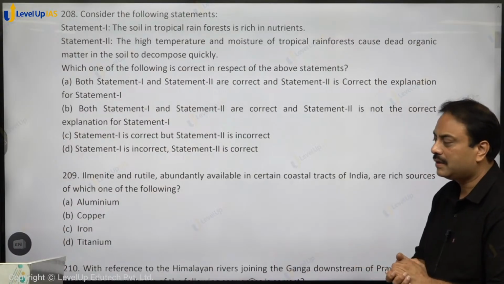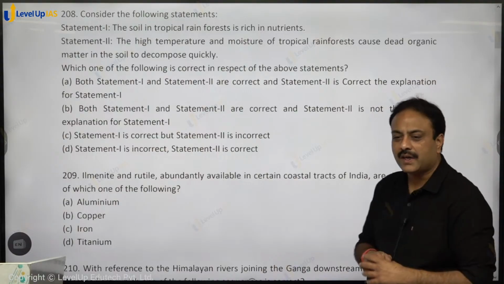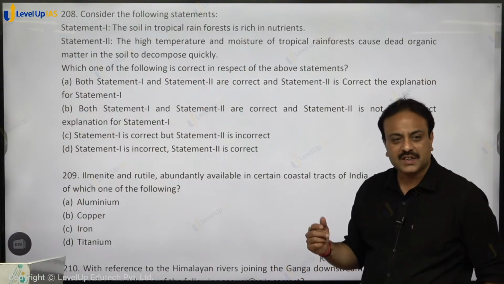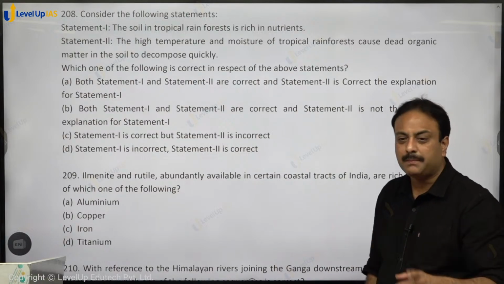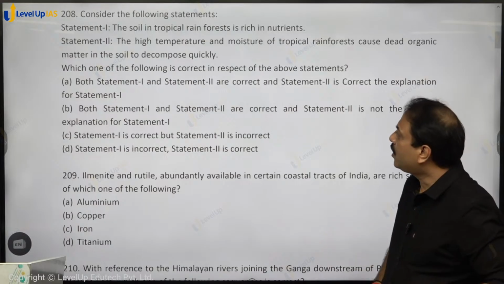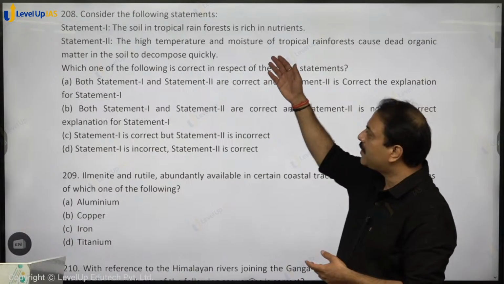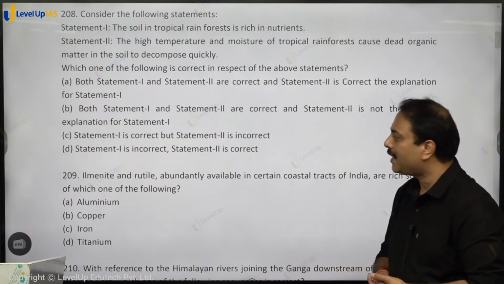Statement 1. The soil in tropical rainforest is rich in nutrients. Again the same concept. We discussed it day before yesterday in NCERT. We discussed it yesterday also in one of the questions. And today again we are having a question on the same topic. The soil in the tropical rainforest is rich in nutrients. False. And in this format, if one statement is false, the answer is directly D. But however, evaluate the statement.